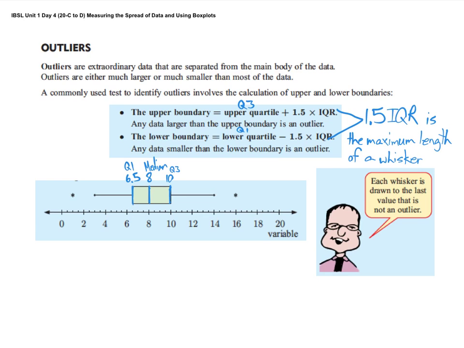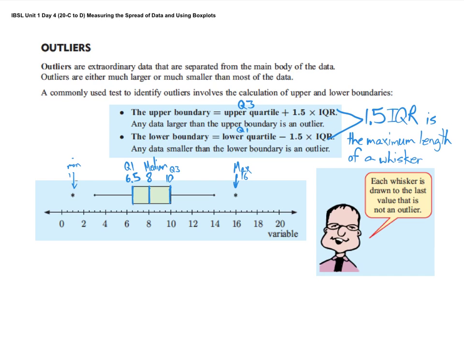Now, what's the max value of all of our data? 14. No, 16. 16, okay. That's an outlier. There's our max, okay. And notice our min is down here at 1. They're both outliers.